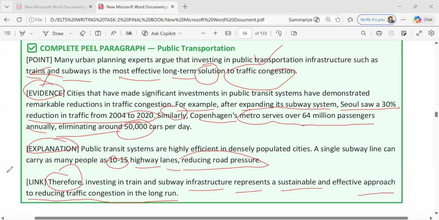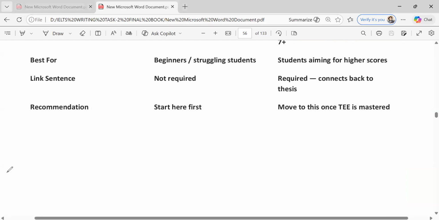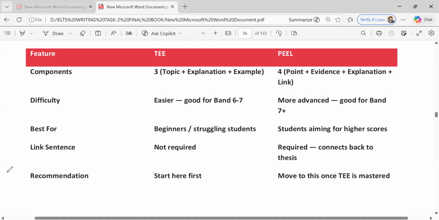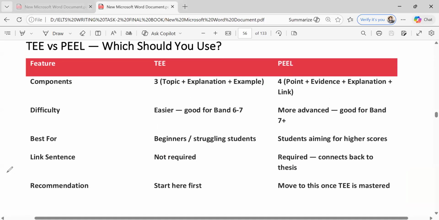Clear? What I suggest you, either you should use the T formula or the P formula. Which one is better for you? And what I suggest you to use. In the T formula, there are three components: topic sentence, explanation, and example. And this is the most common one and easy one. Clear? While in P, there are four components. Difficulty is easier, and it's good for 6 to 7 band students.